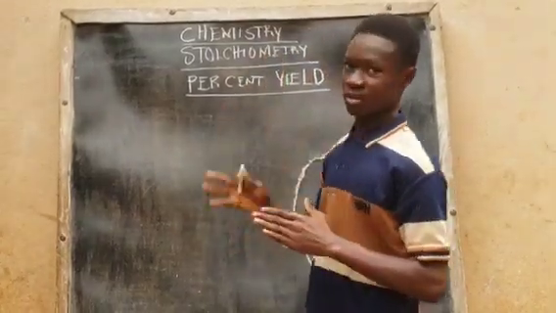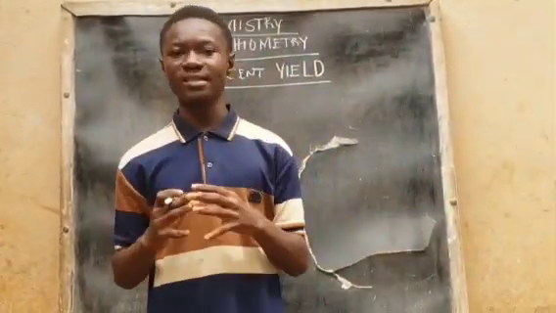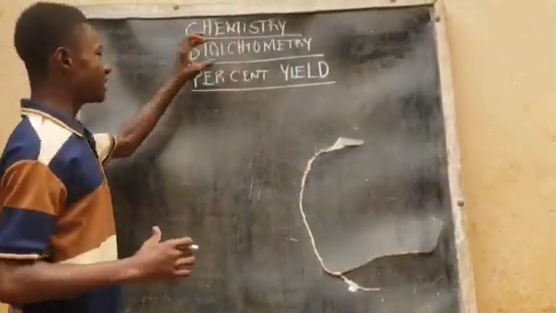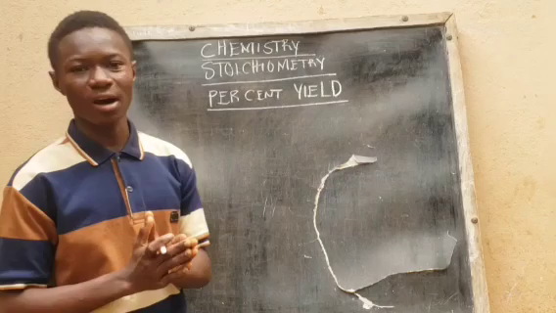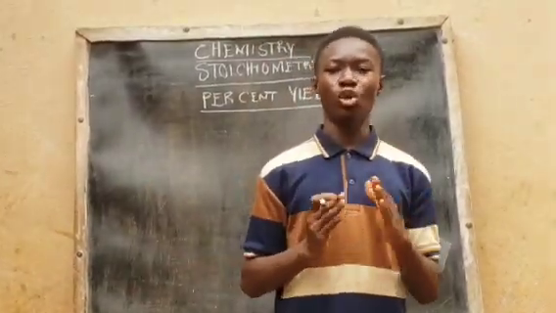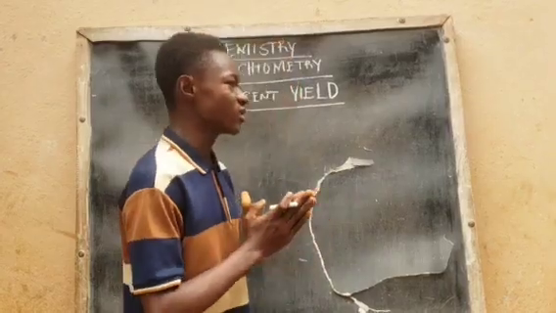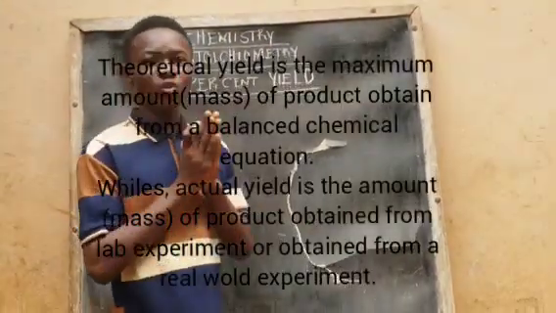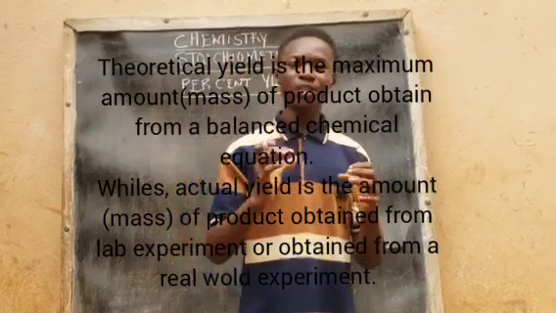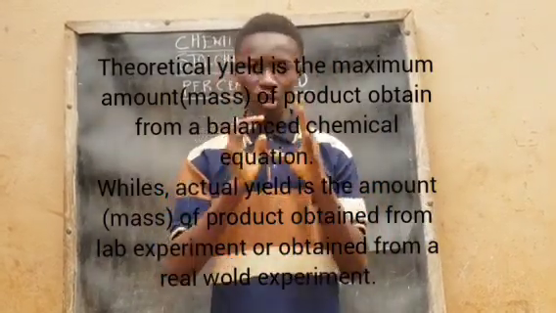Today we'll be looking at percent yield in stoichiometry. Now, what is stoichiometry? Stoichiometry is the relationship between the product and the reactant in a balanced chemical equation. Now, percent yield. Under percent yield, we have the theoretical yield, actual yield, and the percentage yield of product. Now, what is theoretical yield? Theoretical yield is the maximum amount or mass of product obtained from a balanced chemical equation.